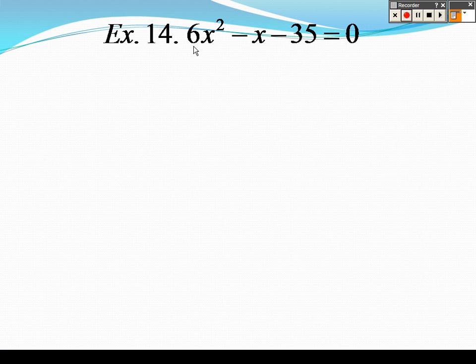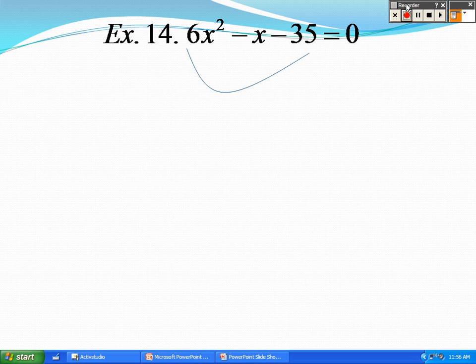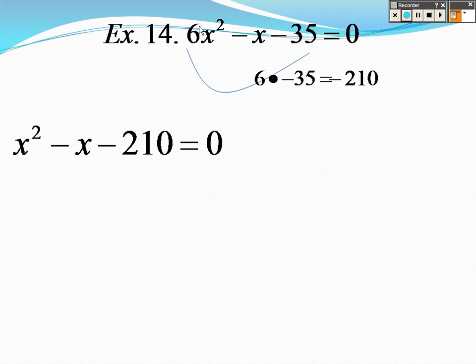So we do the same process as before. We do the very same process as before. Okay, so I just want you to keep that in mind. We slide that over. 6 times a negative 35 gets negative 210. So I rewrite this as x squared minus x, and then our new large number, which is negative 210. So we are looking for numbers that multiply to give you negative 210 that also add to give you a negative 1.